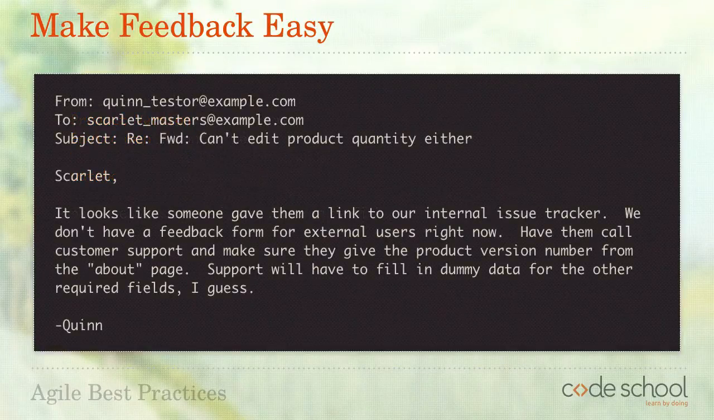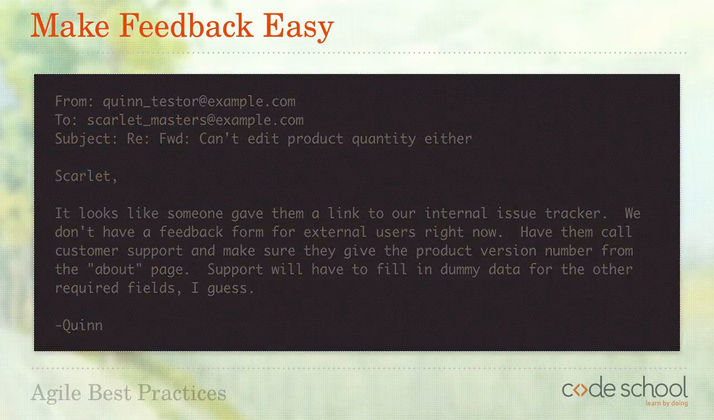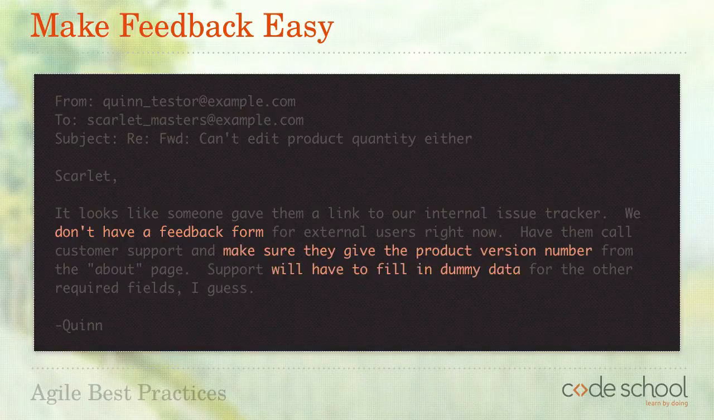The QA tester knows what's going on. Those fields are actually from an internal tool. Apparently, the team doesn't even have a feedback form that's appropriate for use by external users. He's proposing a workaround that's kludgy at best.